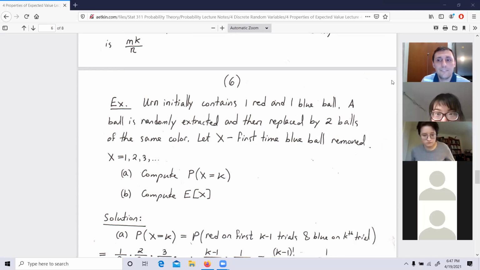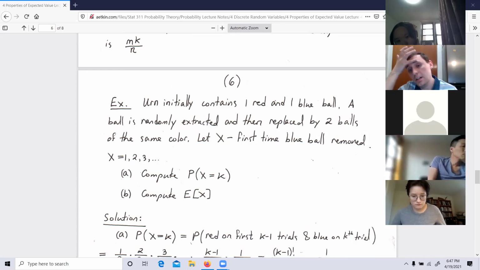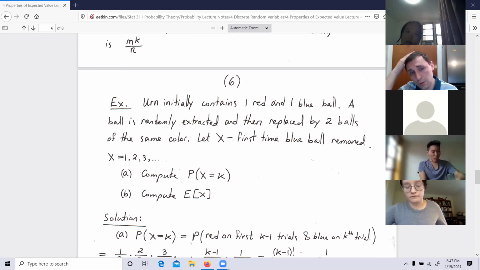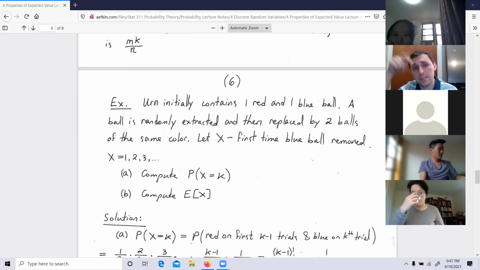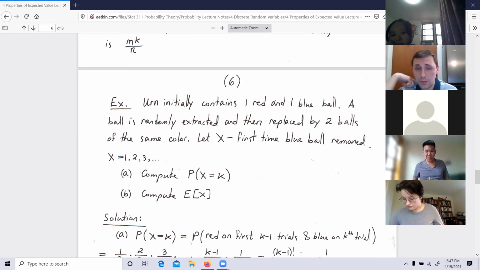I got a question. Yes, go ahead, James. So you said how long would it take? Yes, I mean how many drawings, to be precise, right? Is it on average 1 drawing, 2 drawings, 3 drawings, 10 drawings? How many drawings on average will it take to withdraw the first blue ball and therefore stop this process?